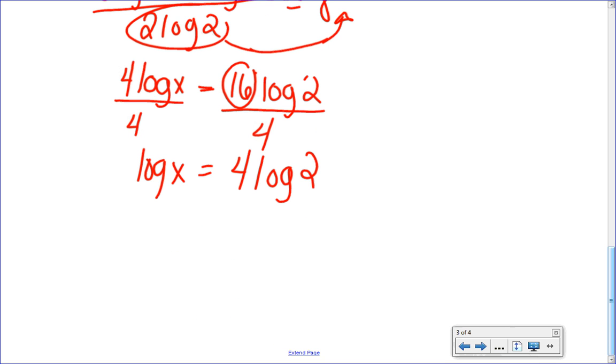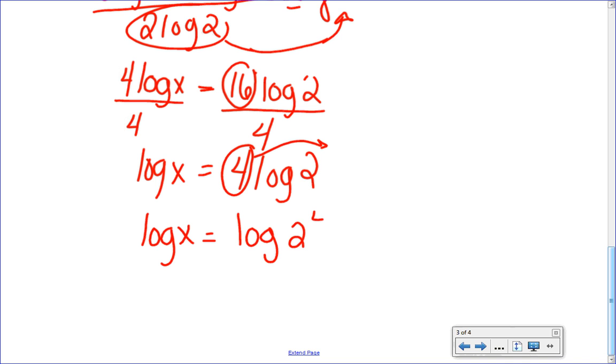And then if we get the log of the same base on both sides, remember we can cancel that, but we can't do it with this coefficient sitting in front. So we have to move our coefficient up now. So we've got log of x is equal to log of 2 to the 4th. So now we've got log of base 10 on both sides as one single logarithm on each side, and we don't have any coefficients in front, so we can cancel our logs, and we get x is equal to 2 to the 4th, or 16.